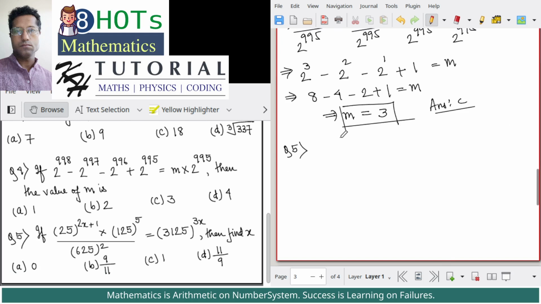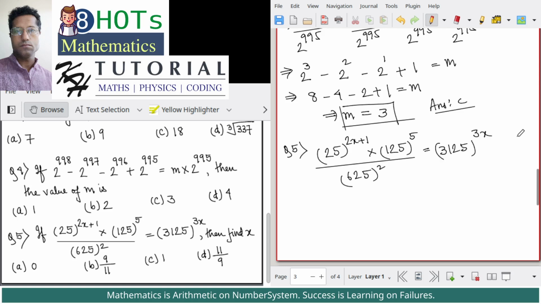If we have to find x, the equation given is 25 to the power 2x plus 1 multiplied by 125 raised to the power 5, this whole divided by 625 square, is equal to 3125 whole raised to the power 3x.